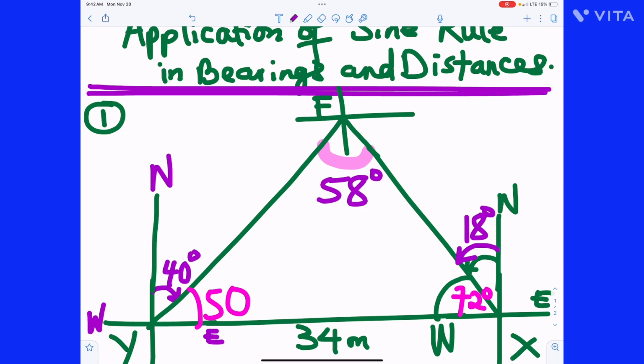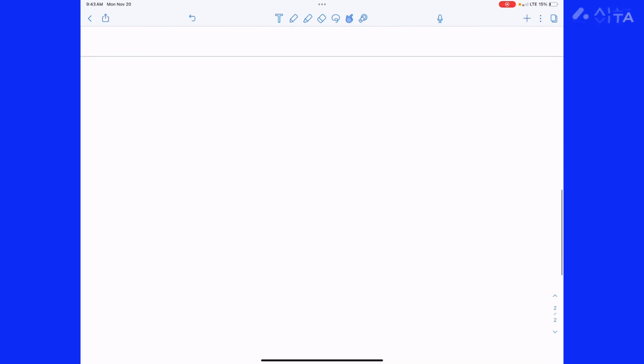I don't need it anymore. I am now looking for this distance x from the flagpole to Y. So how do we get that? Very easy. Let me draw the triangle again. I can just draw the triangle here.